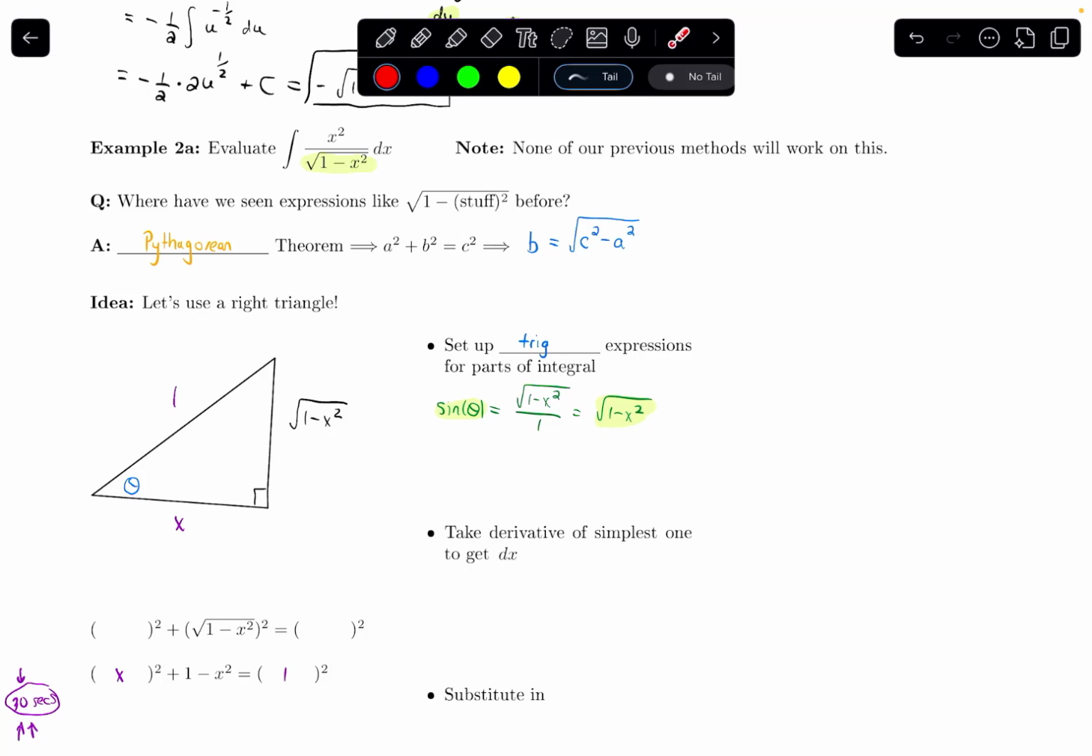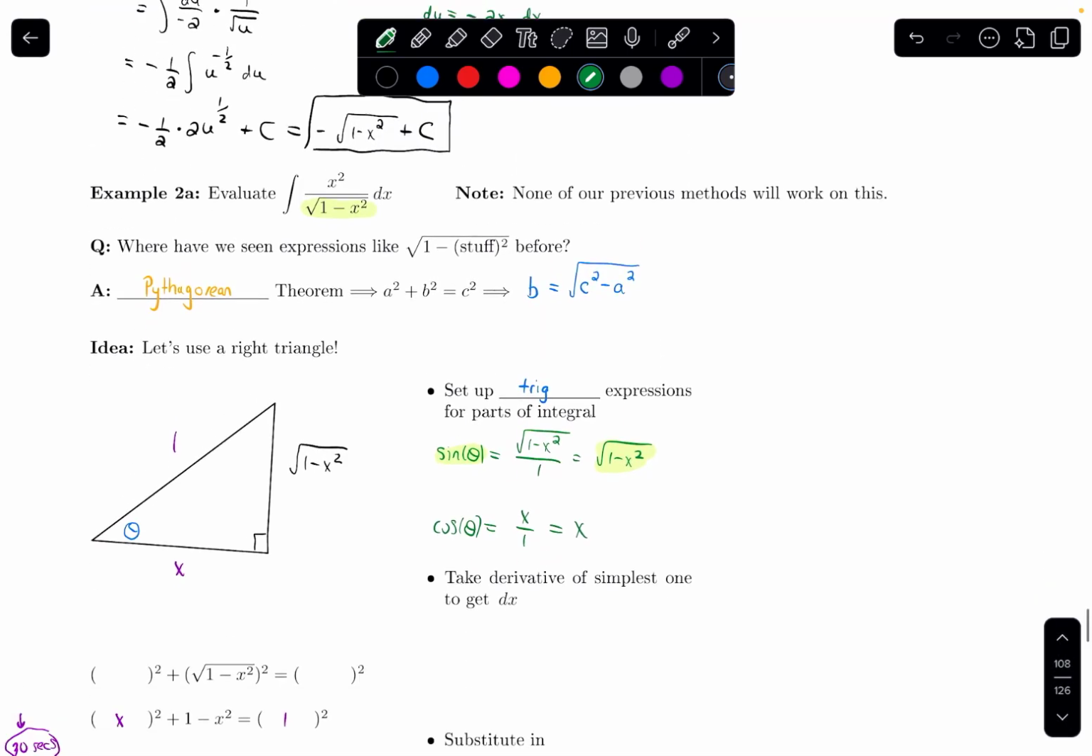We typically want to pick the trig function that involves the side that we are trying to get. So we're trying to get something with an x. And then also another side that's a constant, if possible. Because if I pick something that involves this side, it's going to introduce an extra term with the variable, which I might not necessarily want. So because of that, let's set up cosine. Cosine will be x over 1, which is just x. So let's highlight that.